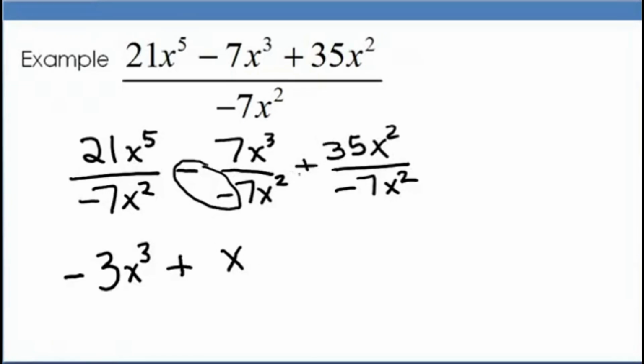For our next sign, rather than writing plus a negative, let's just write negative. It's a simpler form. And then we have 7 into 35 will go 5 times. And the x squareds will actually cancel each other out. So our answer is negative 3x cubed plus x minus 5.